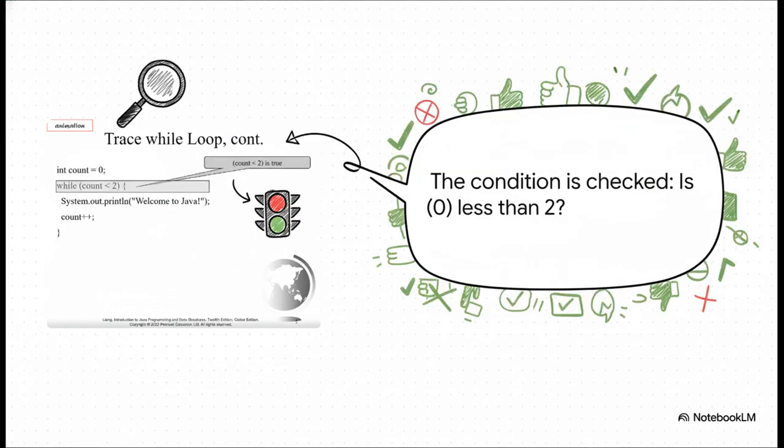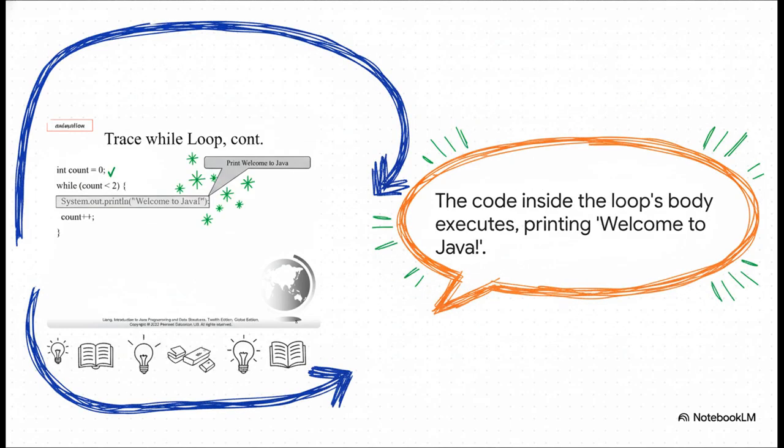Okay, now we're at the front door of the loop. The computer looks at that loop continuation condition and asks itself, is the current value of count, which is 0, less than 2? And the answer is, yes, of course it is. That's true. So we get the green light to go inside the loop. And since the light was green, we go inside. The first line of code in the loop body runs, and the computer prints "Welcome to Java" on the screen. Boom, that's our first time through.